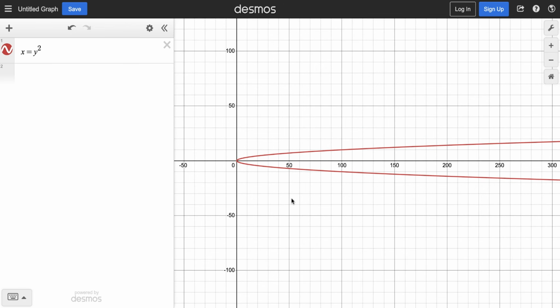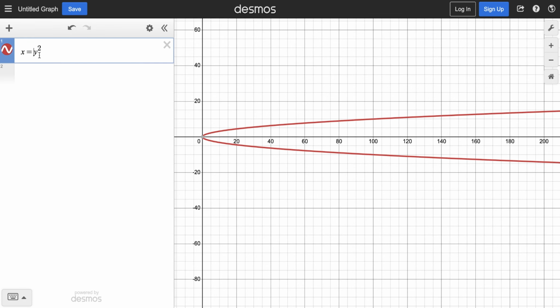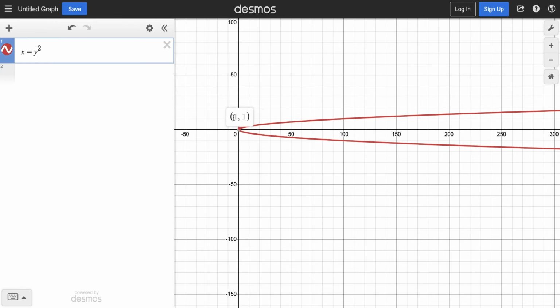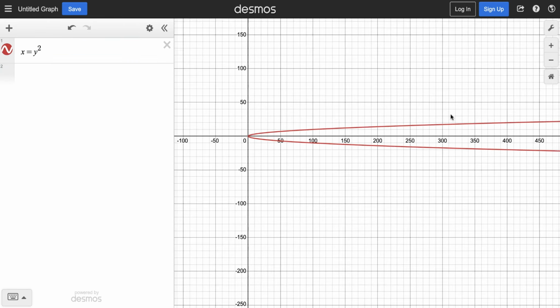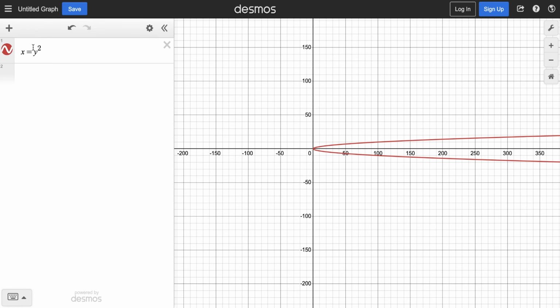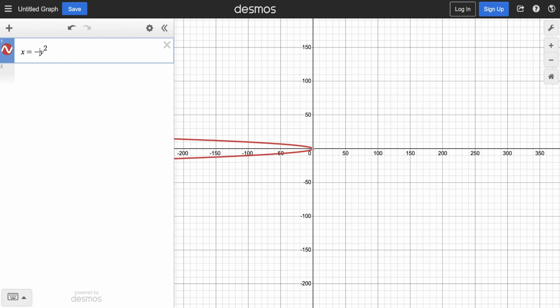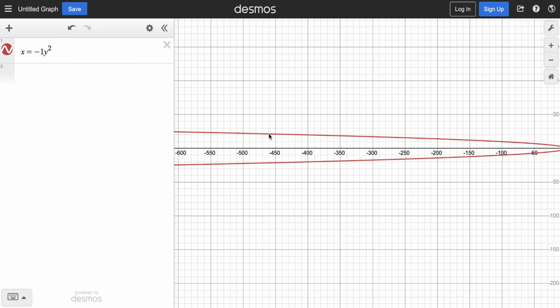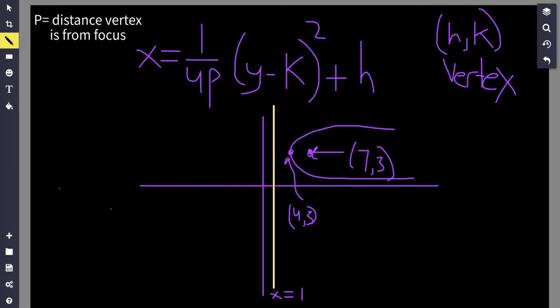Now, an important thing to know is that if the number in front of the y squared is positive, it's going to open up to the positive side, right? You notice how this thing opens up to the positive side? And if there's a negative number in front of the y squared, let's say if we did -1, you notice how it opens up to the negative side. All right.